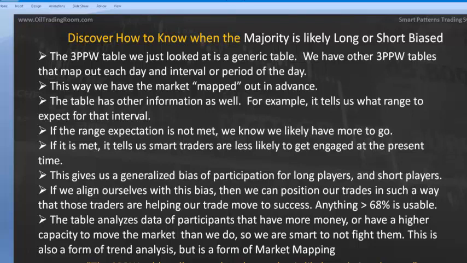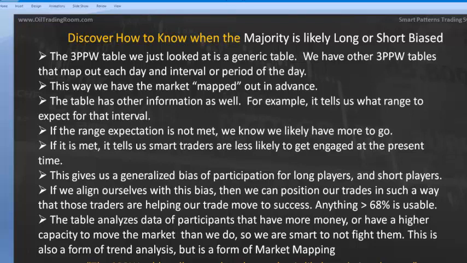A 3-period probability walk table that we just looked at is a generic table. And we have other 3-period probability walk tables that map out for each day and each interval or each period of the day. So I might have one for Monday, I might have one for Tuesday, I might have one for days that have certain reports that are happening, this kind of thing. And so, because of that, what we have is a market map that shows you in advance what the market's likely to do with a known probability.